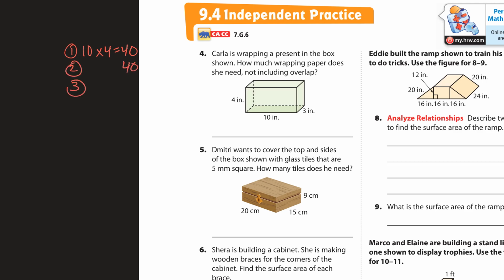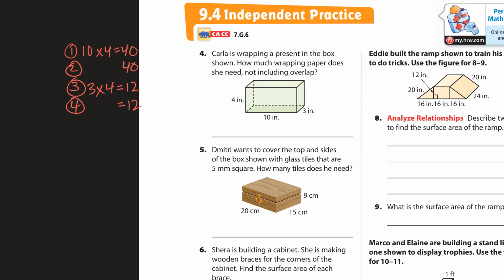Number 3, I'll call the right side over here, and that's 3 times 4, which is 12. But there's 2 of these, the left side and the right side. So the left side's also 12. That's over here, right there. So they're both 12.